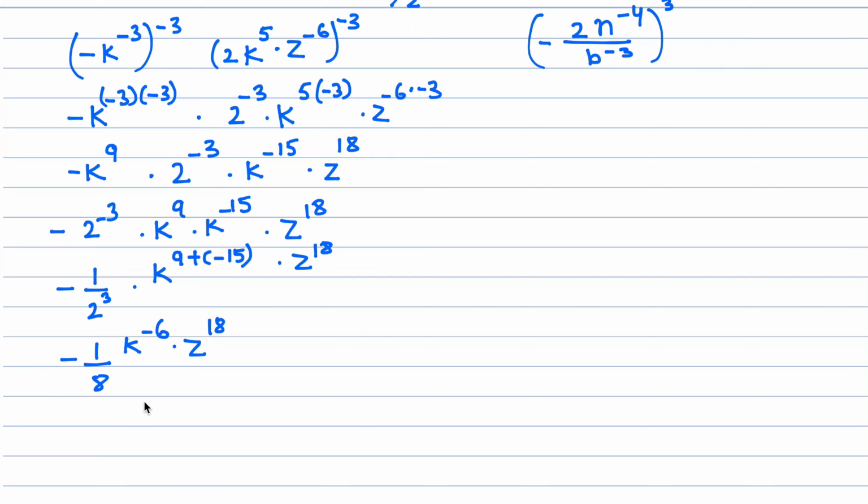Now the condition is that the answer should be in positive exponents only, and k has a negative power, negative 6. So I have to apply the reciprocal rule over here. So that will become z to the power 18 in the numerator, right? Because this is the only positive power here, and that will become 8 k to the power 6 in the denominator.